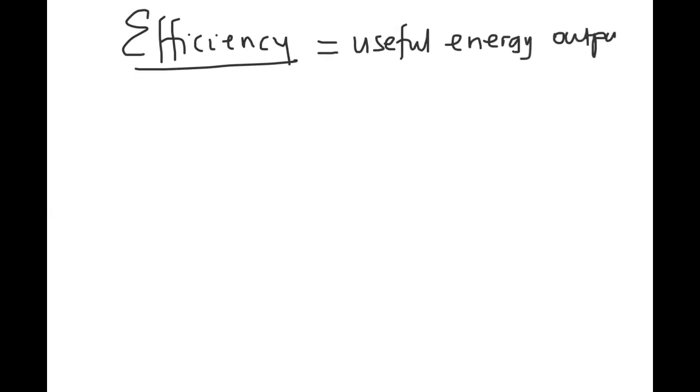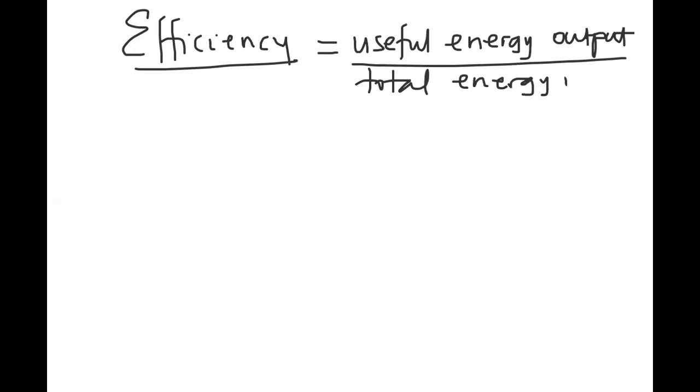Efficiency. Efficiency just tells us how good a machine is in terms of multiplying input force. By definition, we are going to define efficiency as the useful energy output divided by the total energy input.